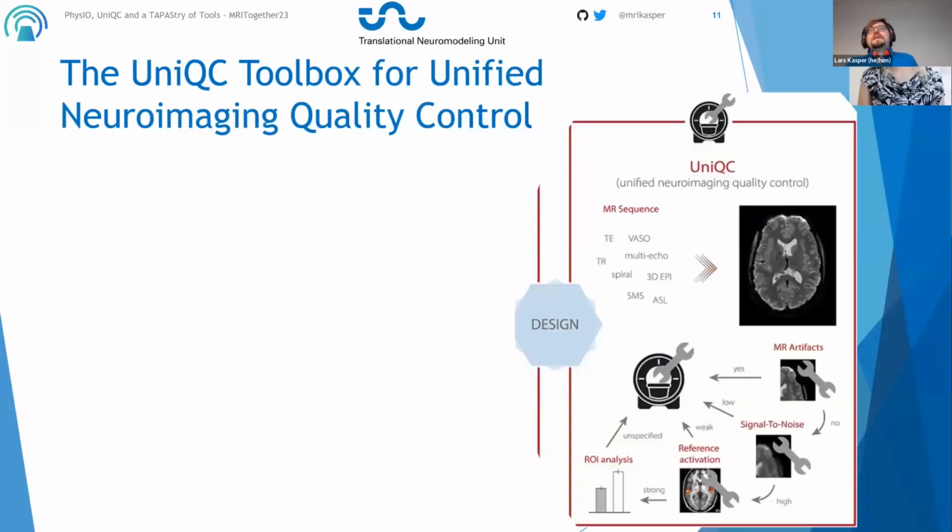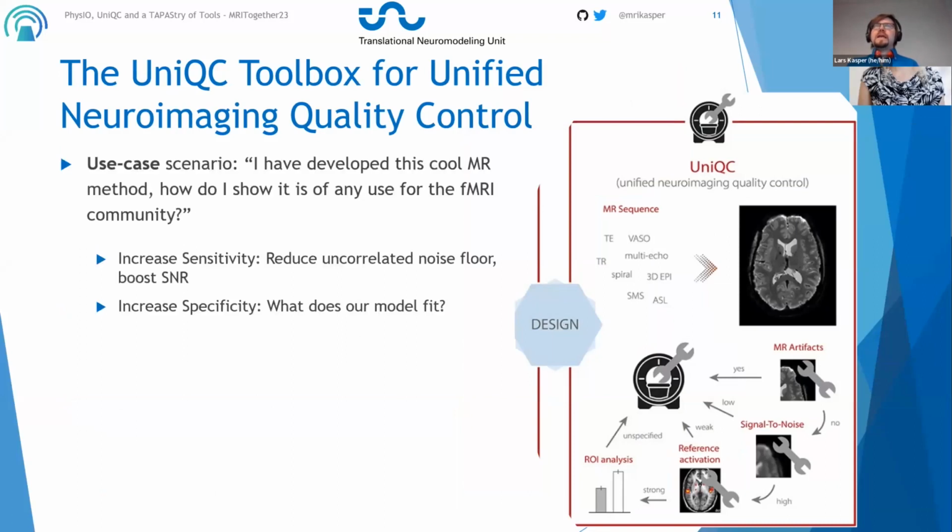Now to switch gears, the second toolbox that I want to introduce is the UniQ toolbox as part of TAPAS for unified neuroimaging quality control, where we looked at a typical use case if you're an MR physicist or basically a processing focused researcher, where you have developed a really cool MR method, but how do you show that it's of any use for the fMRI community and being robust basically in a pipeline for an actual patient study that might run a few years?